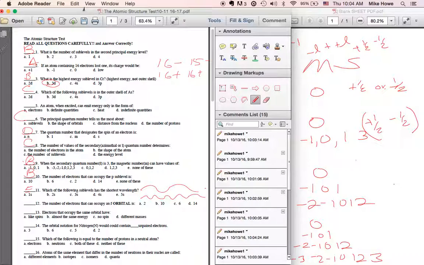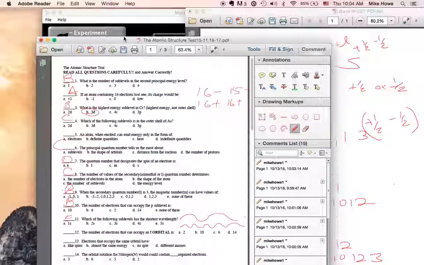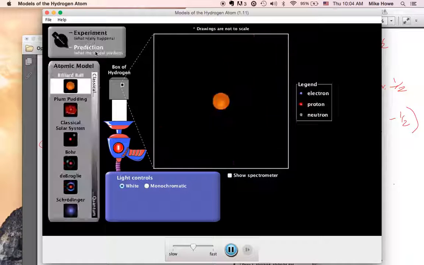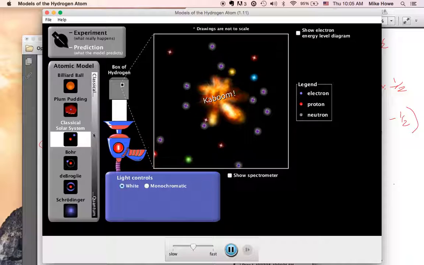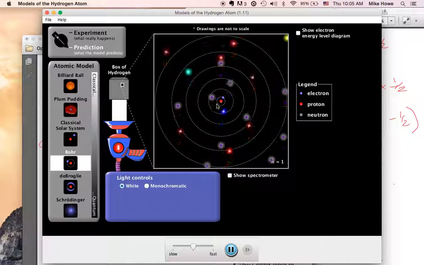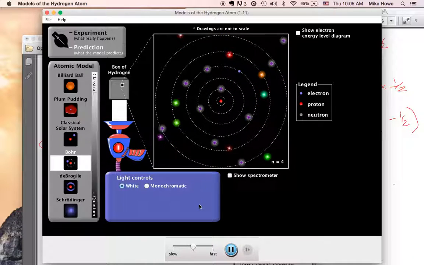An atom, when excited, can emit energy only in the form of... Now here's the emission of the energy I'm talking about. So we're going to turn a light on. These are photons of light energy. The photons of light energy are going to slam into this electron. Not that one, that was the wrong one. It's going to slam into this electron. See that little blue dot in the middle?